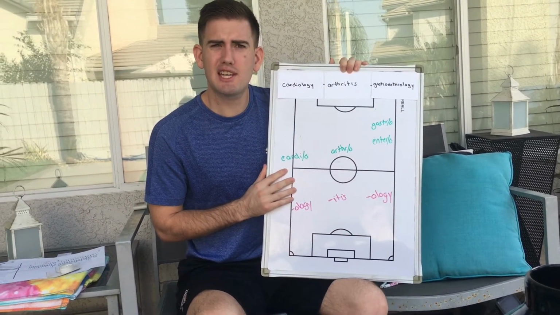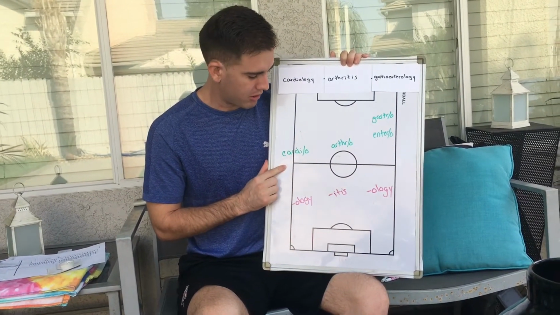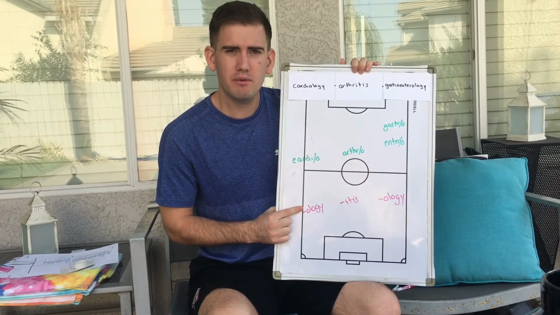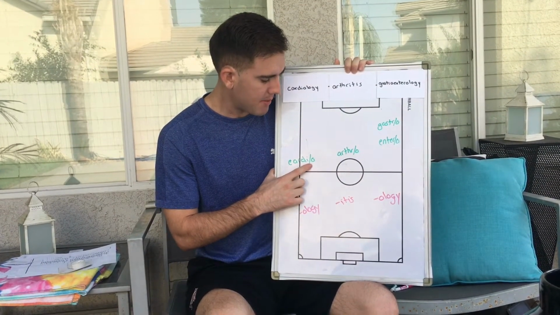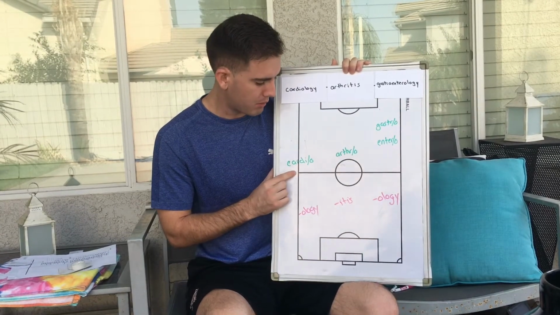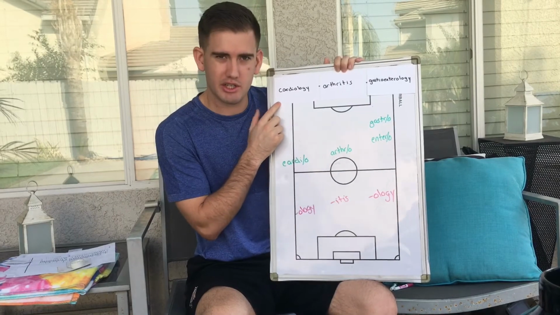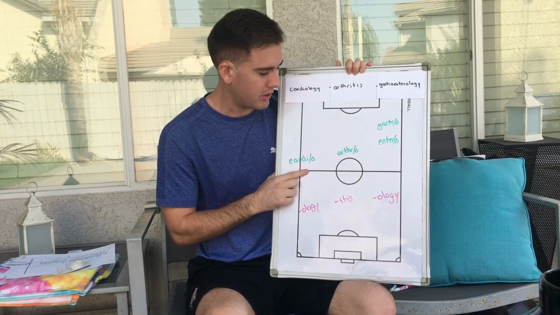And let's use this example to note one thing about medical terms. When the suffix begins with a vowel, we can drop the combining vowel in the combining form. So instead of cardioology, we just have cardiology with one O.